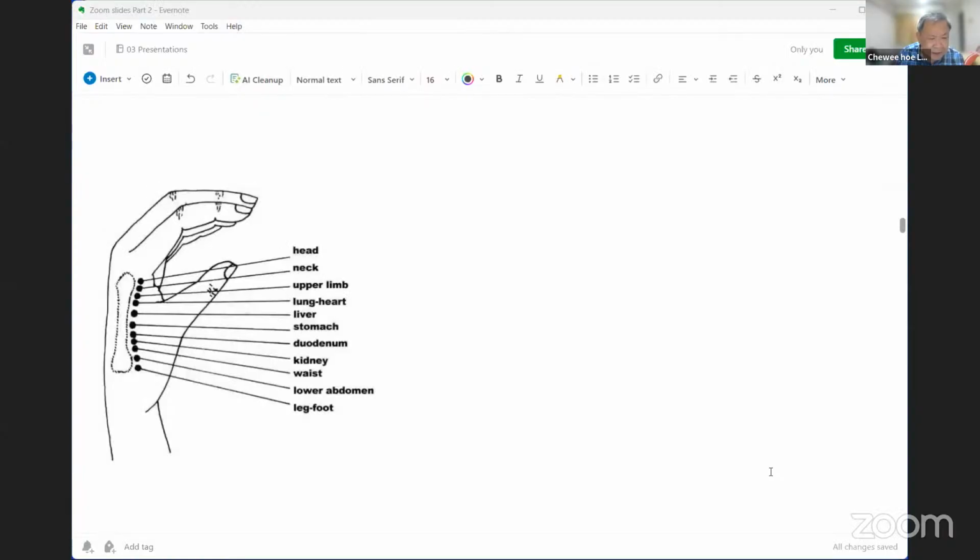There are 12 points, all right? Head, neck, upper limb, lung, heart, liver, stomach, duodenum, kidney, waist, lower abdomen, leg, foot, all right?